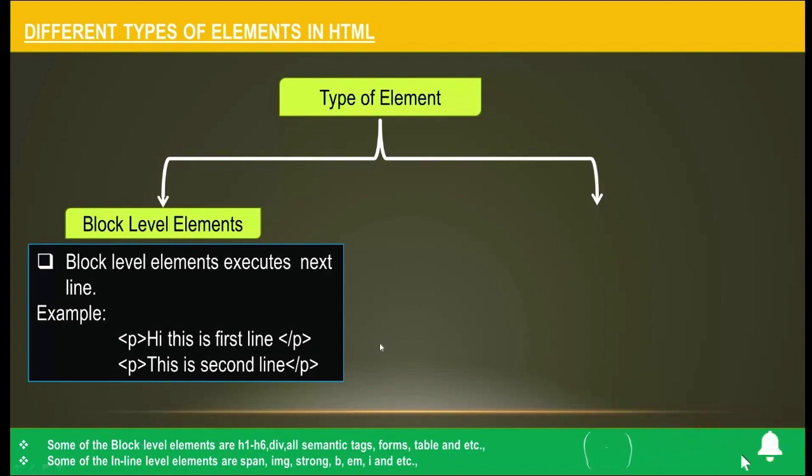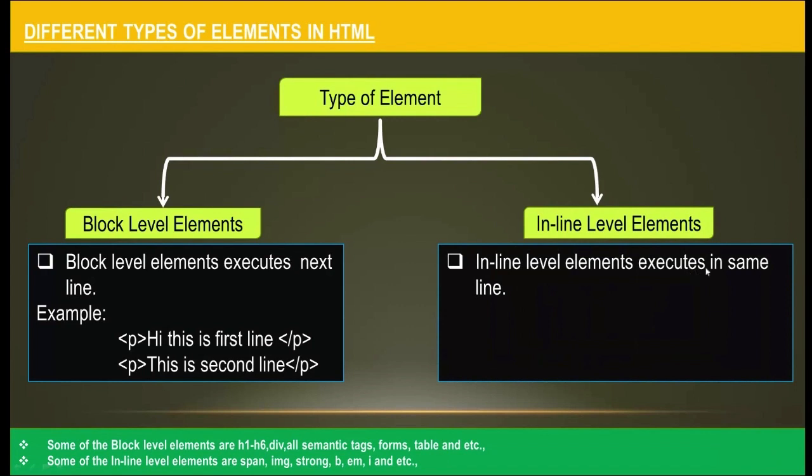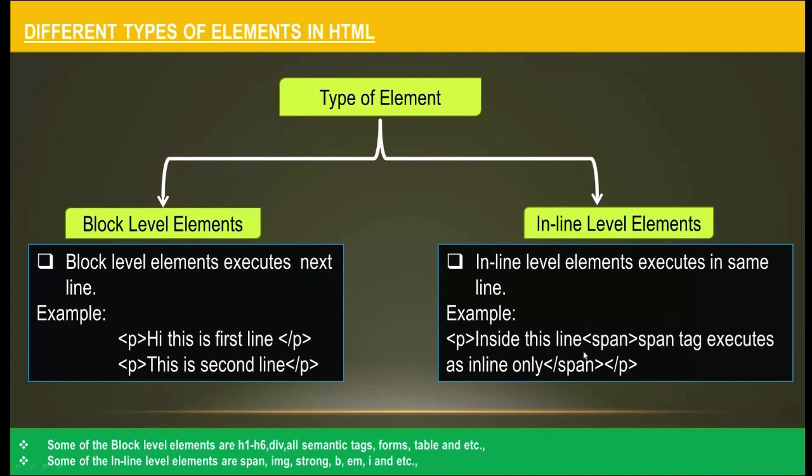Coming to the last and fourth type of element, inline level elements. Inline level elements are executed in the same line only. For example, we have the span tag. In between paragraph tags or anchor tags, we use span tags to give a specific identity to whatever words, abbreviations or text we want to highlight. Some of the inline level elements are span, image, strong, bold, emphasis, italic, and so on.